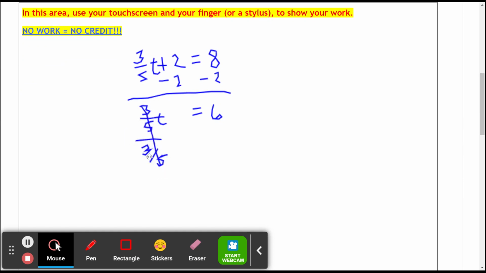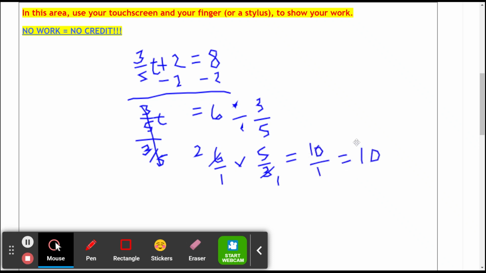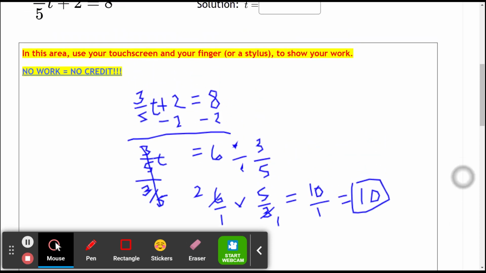And notice I said divide by 3/5. So I'll just write it like this: divide by 3/5. So 6 over 1 times 5/3. And that ends up, oh, I can cross cancel here. That's a 1, and that's a 2. And 2 times 5 is 10 over 1, so that's just 10. Okay, 10.